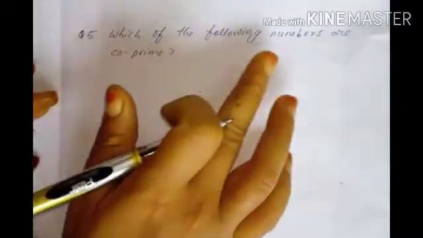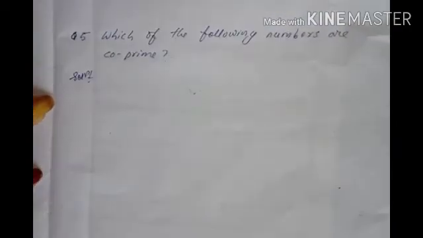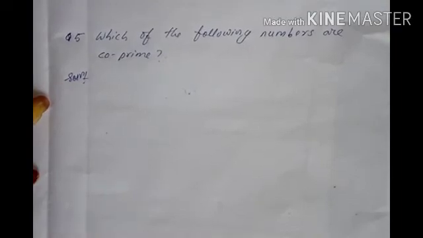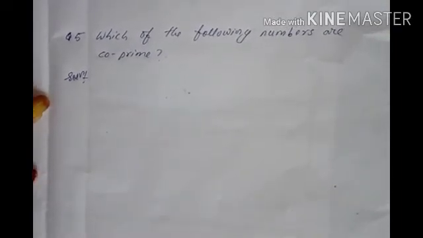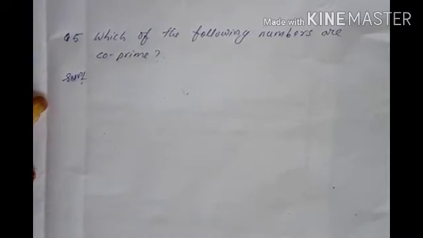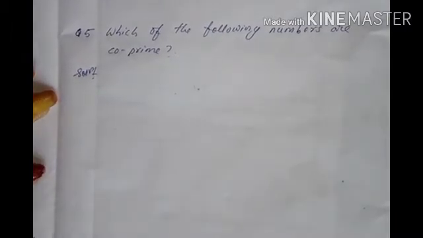Now which of the following numbers are co-prime? What we have to find is co-prime. Now co-prime means what? For any pair of two numbers, their common factor should be only one. Only one should be their common factor, then we say that the two numbers are co-prime. So please listen carefully, I will solve.